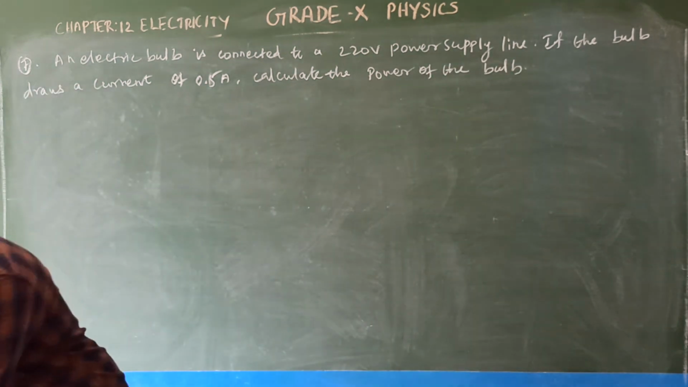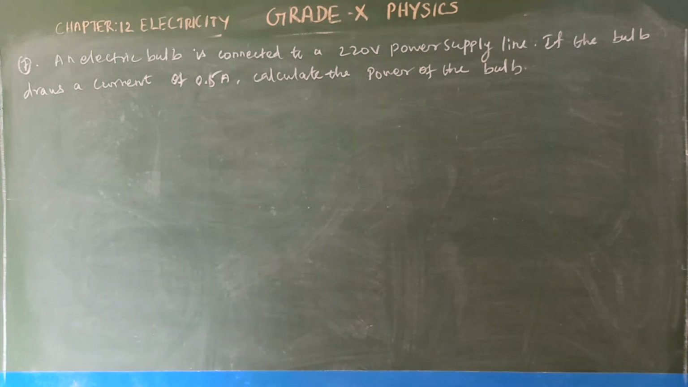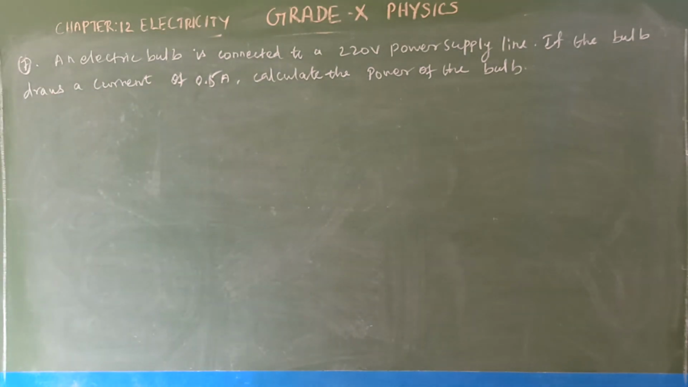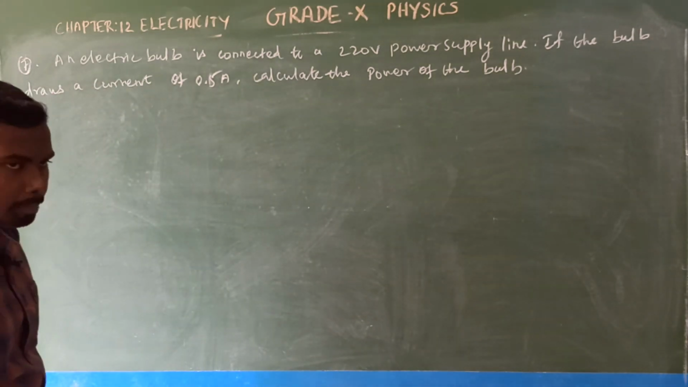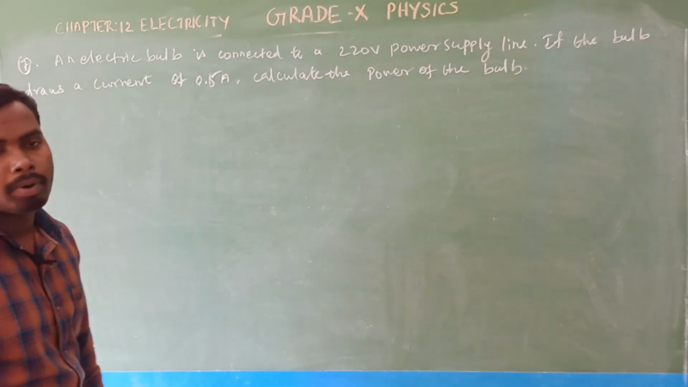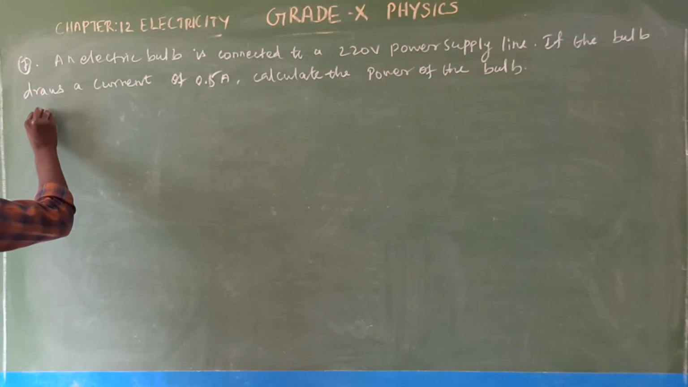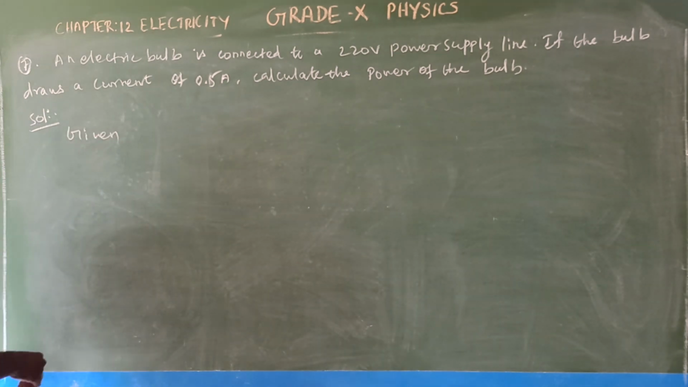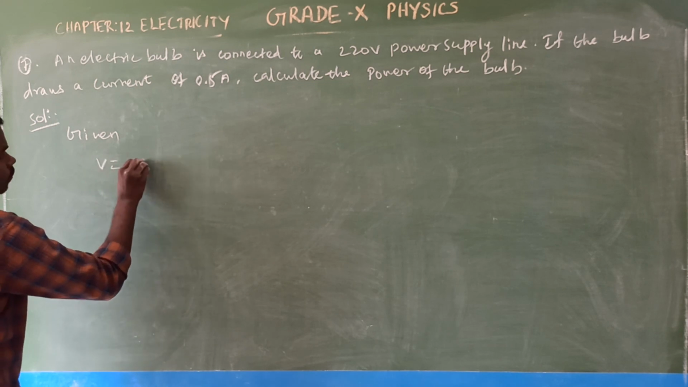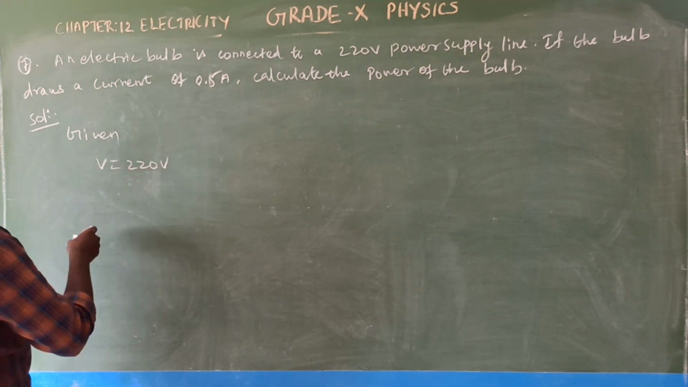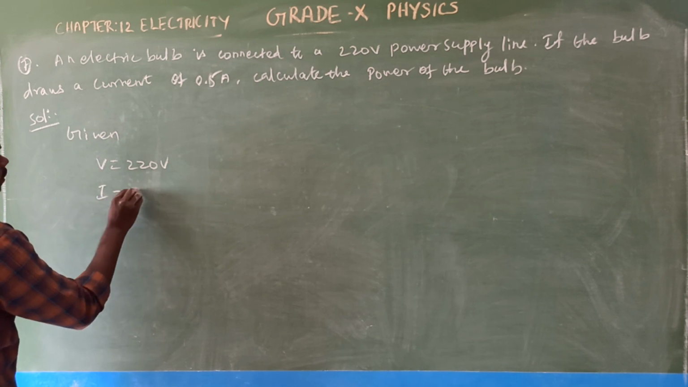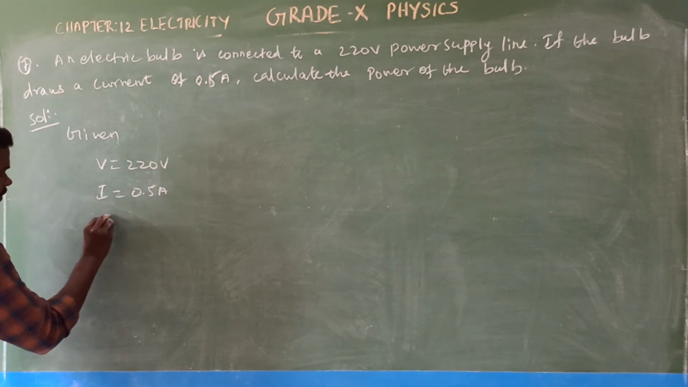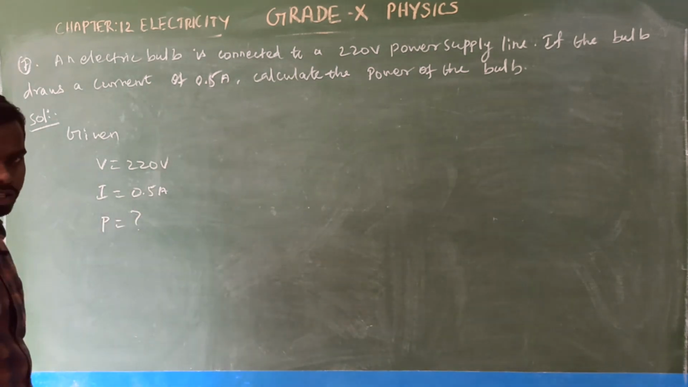This is the question. An electric bulb is connected to a 220 volt power supply line. If the bulb draws a current of 0.5 ampere, calculate the power of the bulb. Solution: write the given values. V is equal to 220 volt, and current I is equal to 0.5 ampere. We need to calculate the power, P.